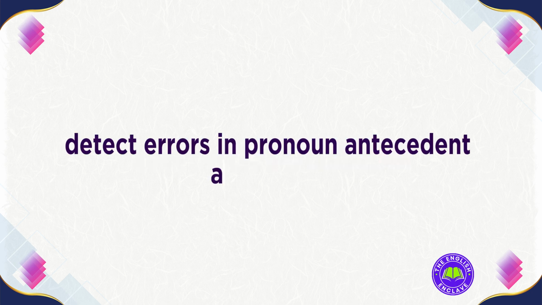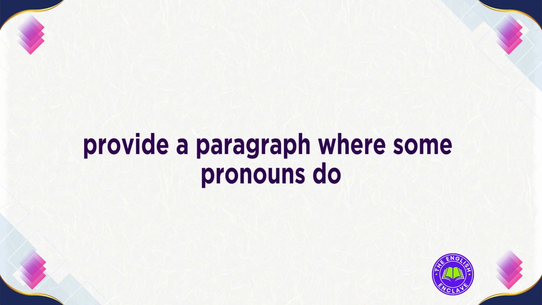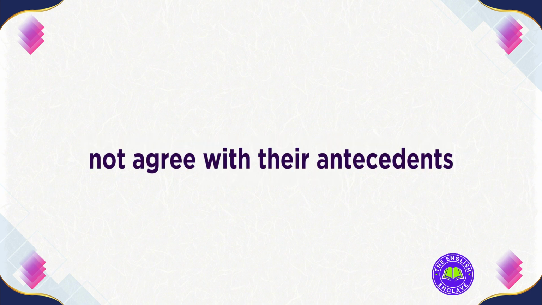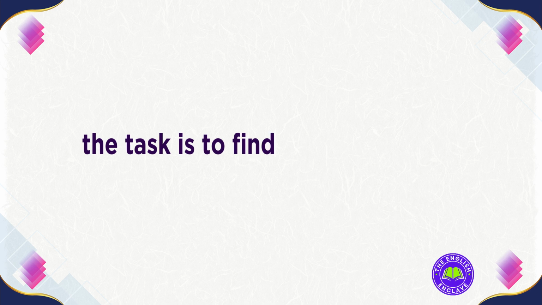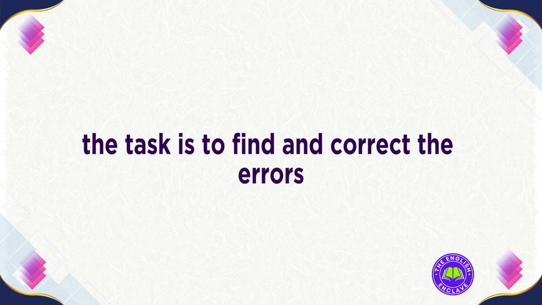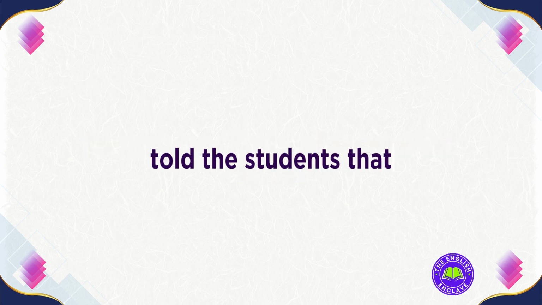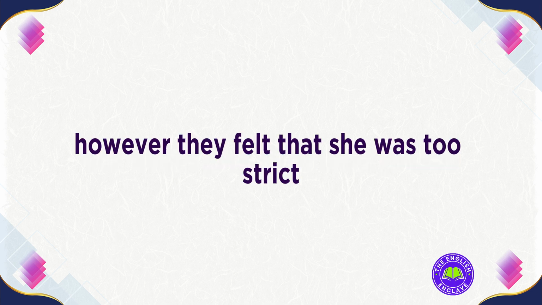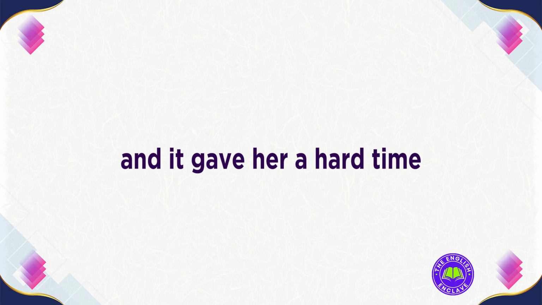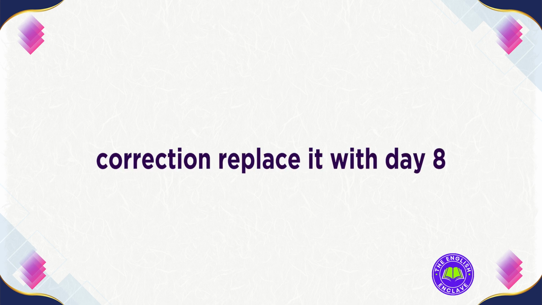7. Error detection. Objective: detect errors in pronoun-antecedent agreement. Instructions: provide a paragraph where some pronouns do not agree with their antecedents. The task is to find and correct the errors. Example: the teacher told the students that she would give them their grades. However, they felt that she was too strict, and it gave her a hard time. Correction: replace it with they.